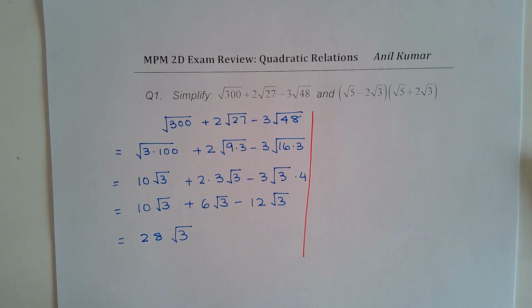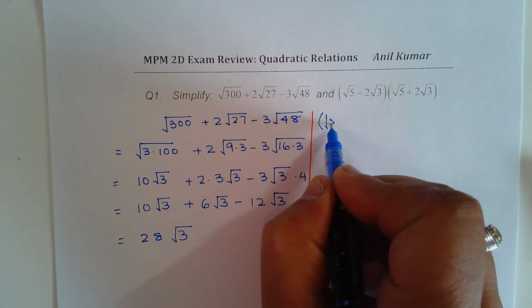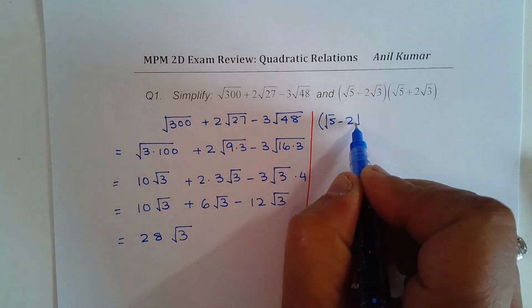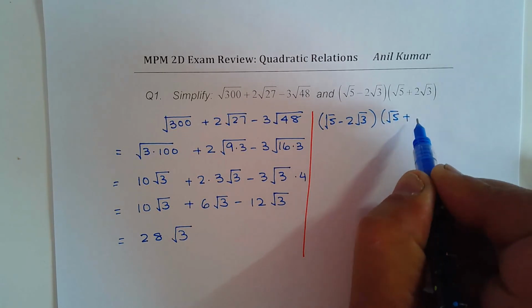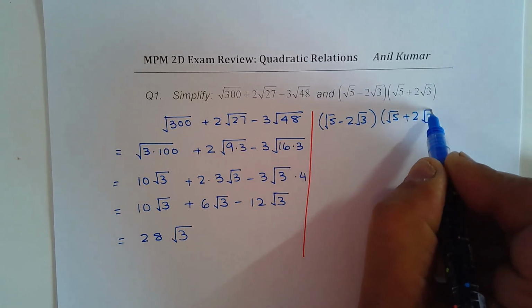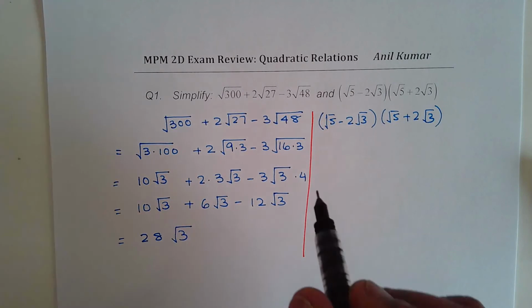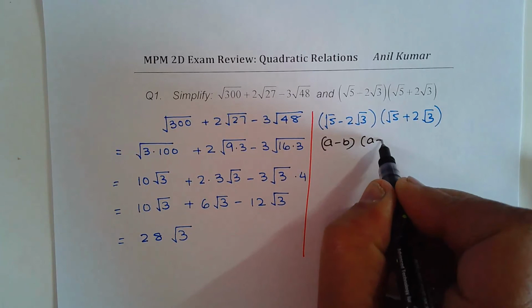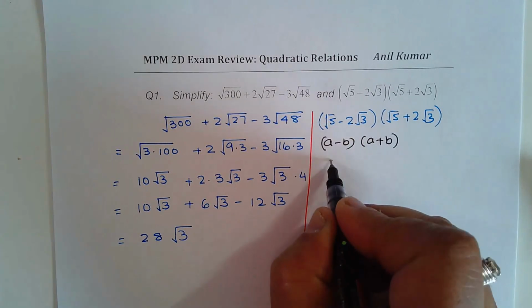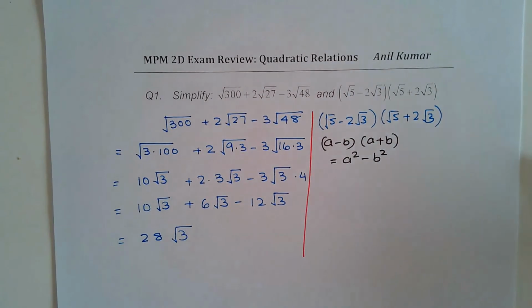Now let's do the next one, which is square root of 5 minus 2 square root 3 times square root of 5 plus 2 square root 3. Now by now you know what is the product of sum and difference, right? Let me remind you what is a minus b times a plus b. As you know, this is a squared minus b squared. So we could directly apply this formula.